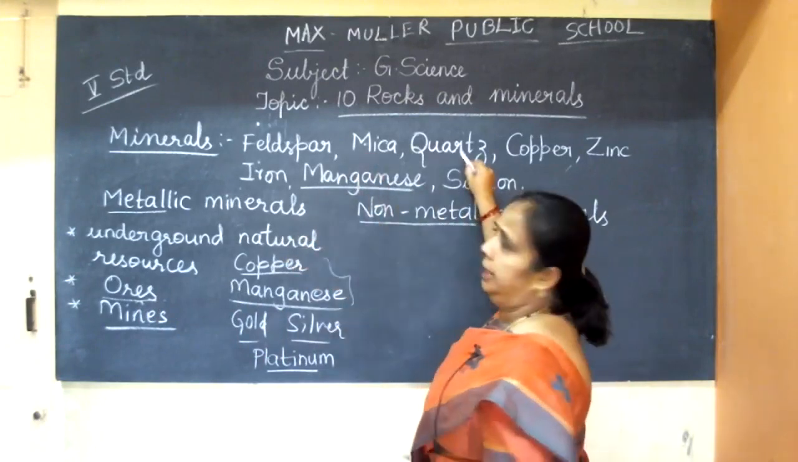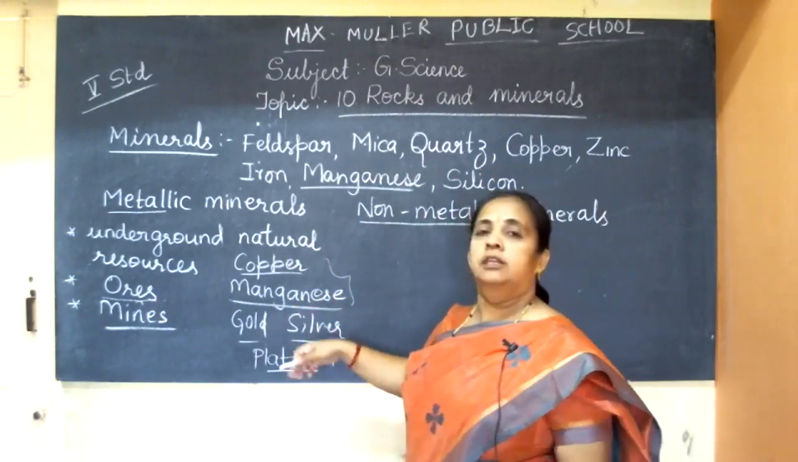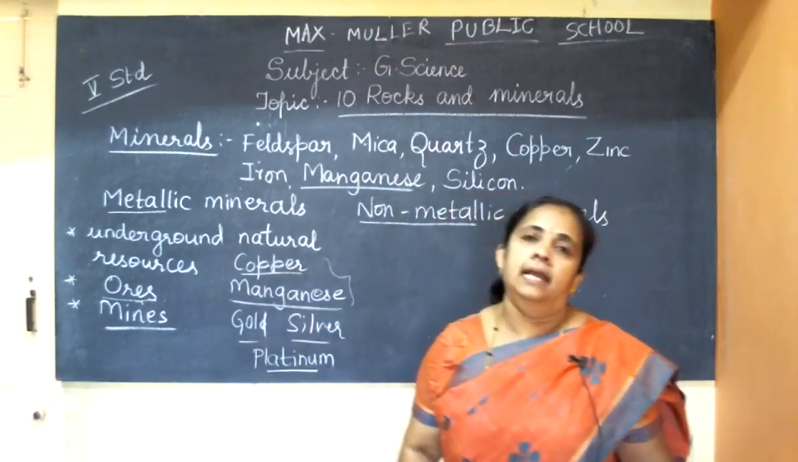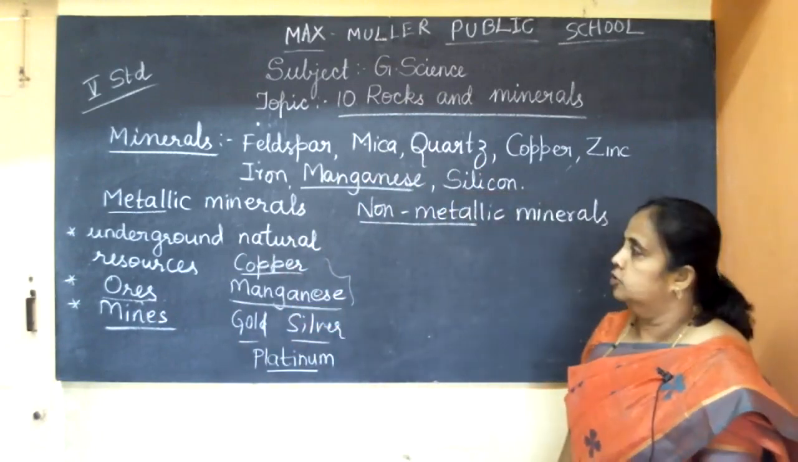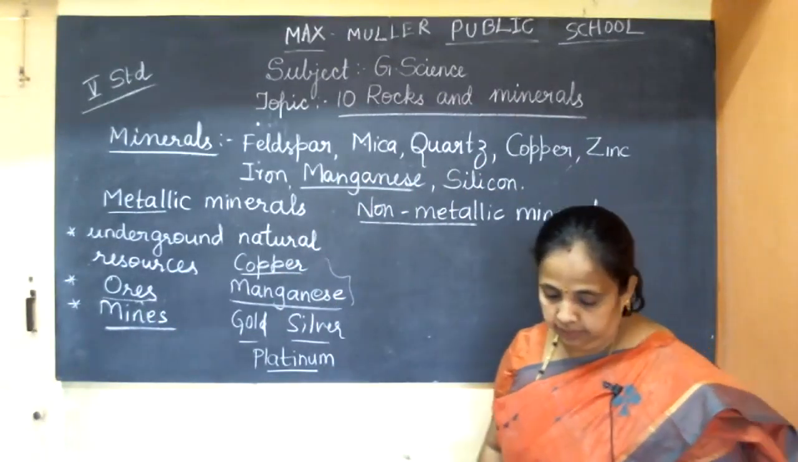Okay, so a few examples of metallic minerals. These are common minerals. So here copper, manganese, gold, silver, platinum, they are metallic minerals. Understood, children? Metallic minerals. Okay, now we will move to non-metallic minerals.